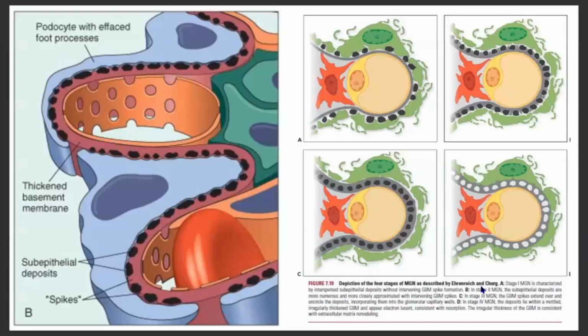Now, a few of you may have heard that we actually stage membranous GN also. Based on its ultrastructural appearance, it is staged into 4 stages. What these stages basically denote is the progression of the disease. Starting from the earliest stage 1, where the deposits are very scant, to the more prevalent ones in stage 2. In stage 3, the deposits start getting resorbed. And in stage 4, apart from the resorption, you also get a lot of remodeling of the GBM. So basically it denotes the disease progression.